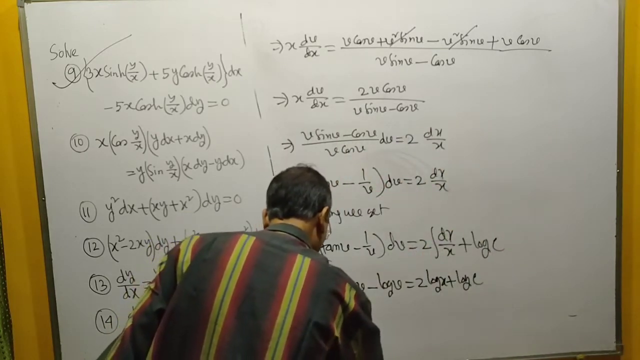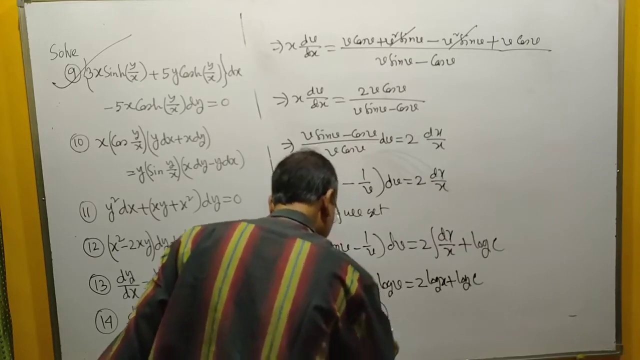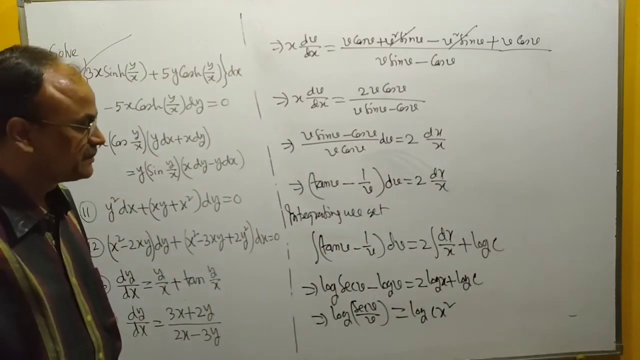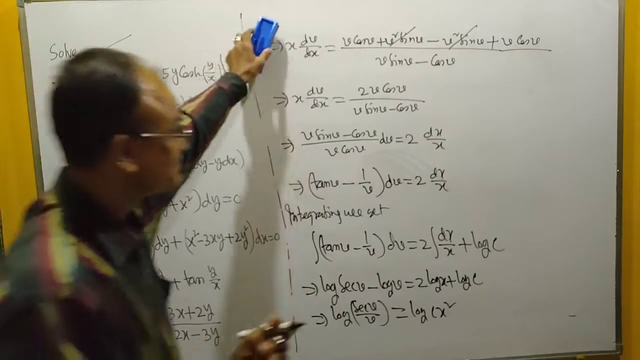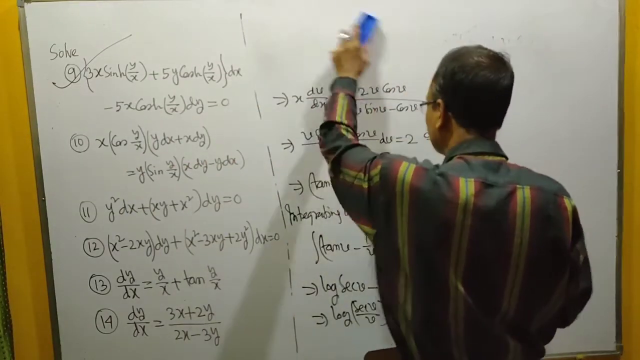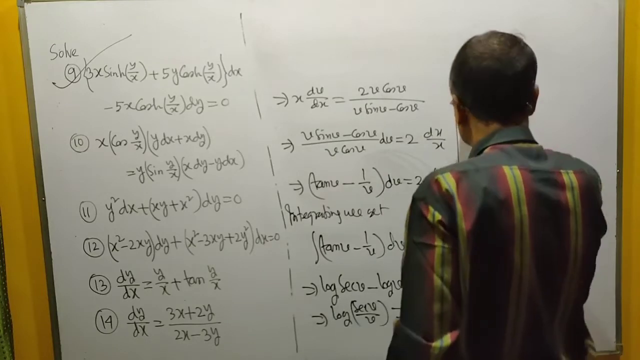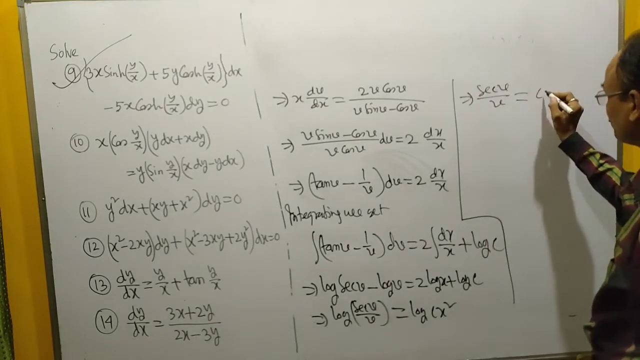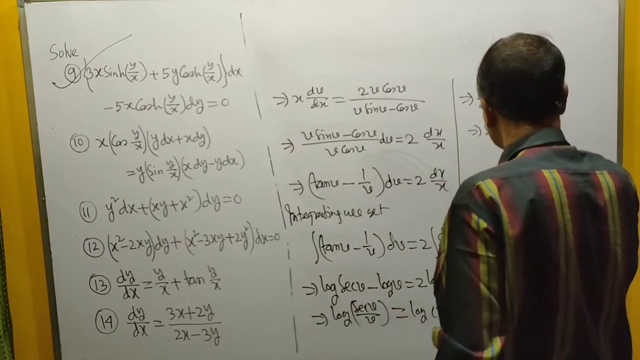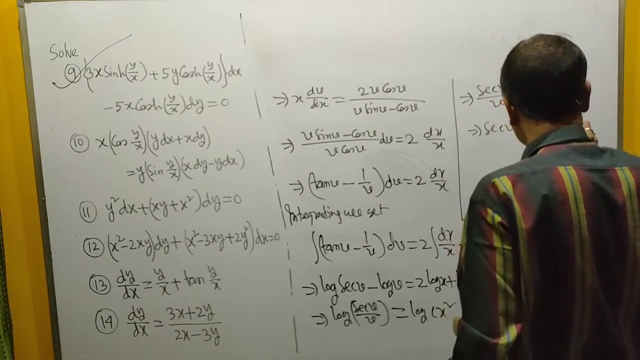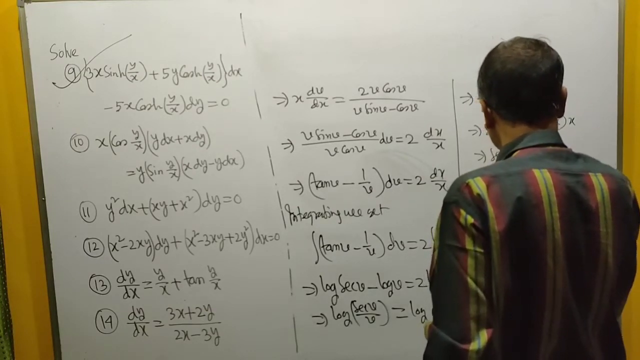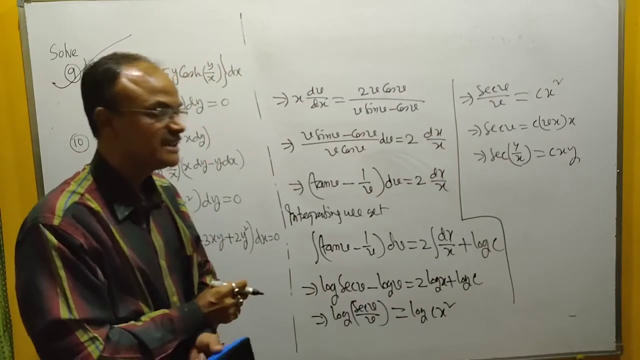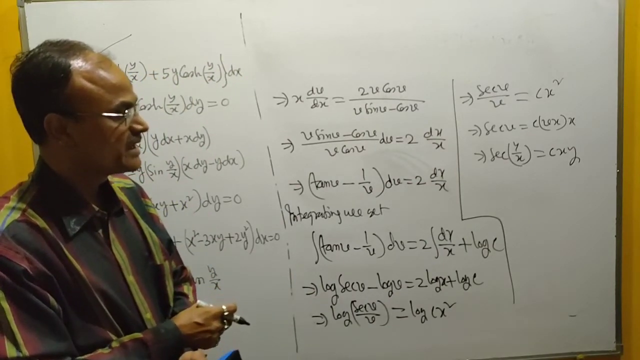This means log of sec v by v should be equal to log of cx squared. Log of sec v by v equal to log of cx squared. This means sec v divided by v should be equal to cx squared, or sec v equal to c v x into x. This means sec of y by x equal to c into xy.